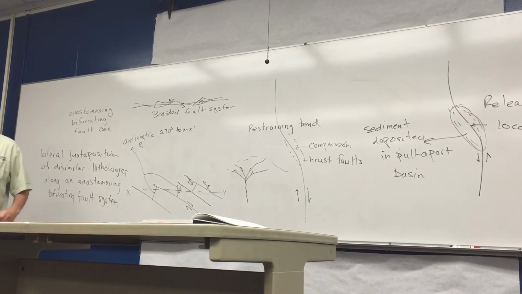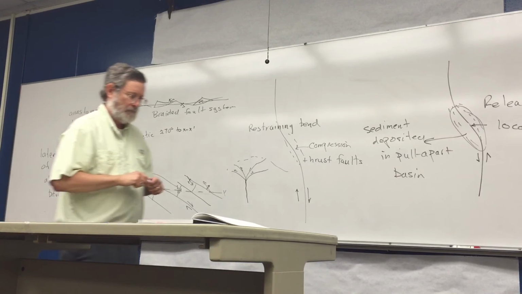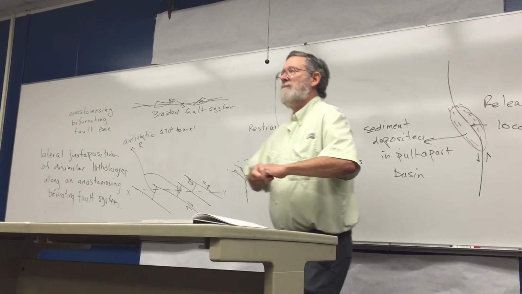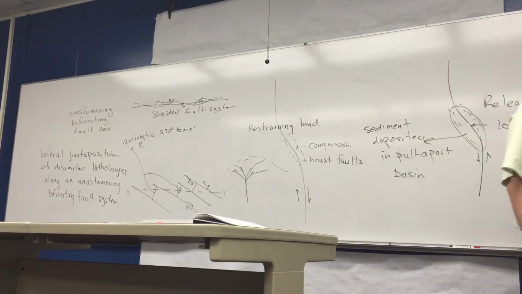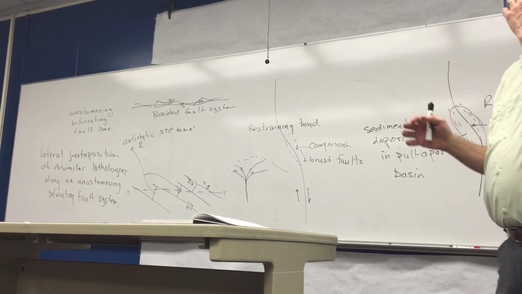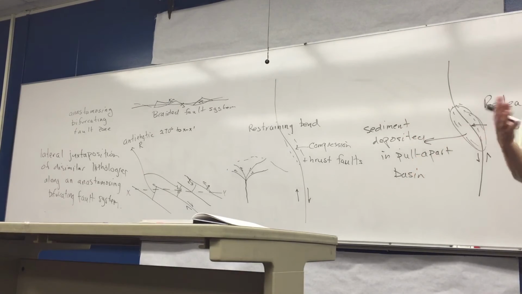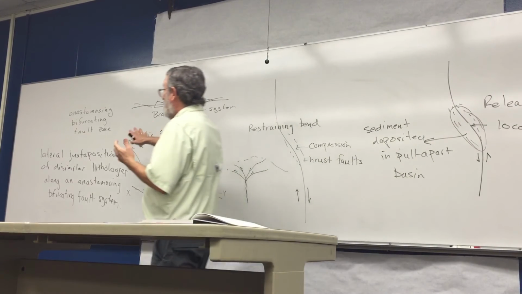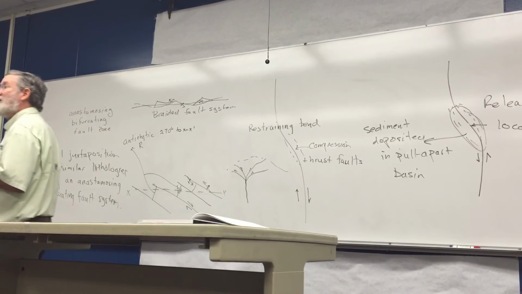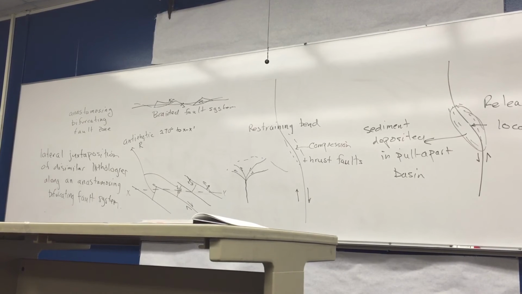That's the formal definition of a strike-slip fault. Blech. That's my favorite sentence in structural geology. Yes. Lateral juxtaposition of dissimilar lithologies along an anastomosing bifurcating fault system. Messed up. And we see all senses of deformation in this characteristic system.